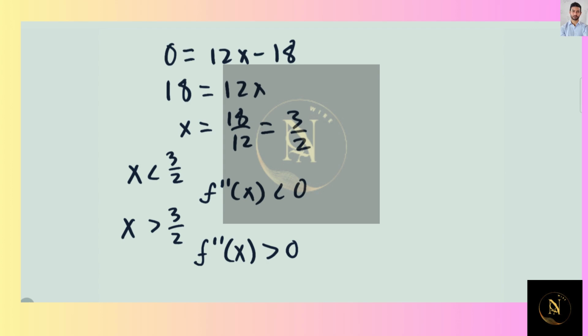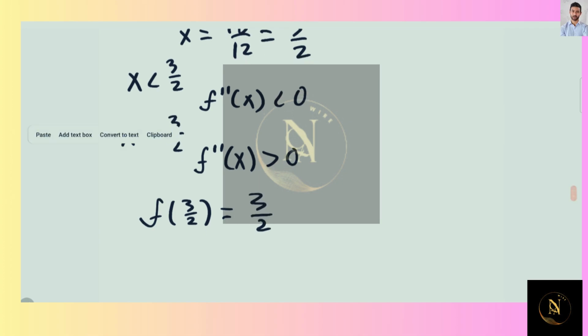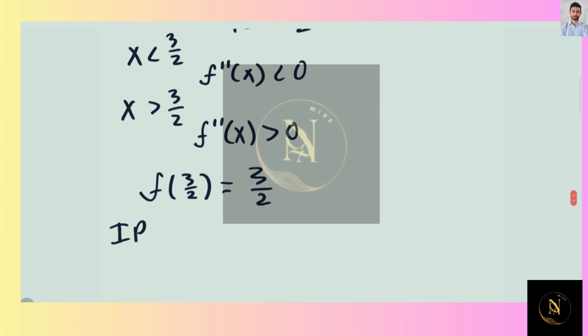So since we go from negative to positive, we're changing concavity from concave down to concave up, which means that this is indeed an inflection point at x equals 3 halves. So what we can do to find the y-coordinate of this point is just plug this into our original equation again, and if you do all these calculations, you'll see that this is equal to 3 over 2. So we have an inflection point at (3/2, 3/2).